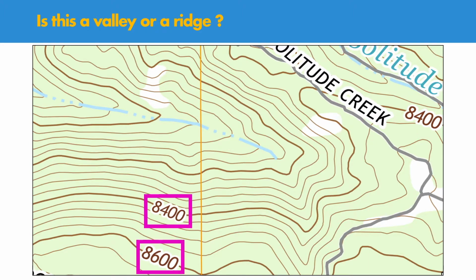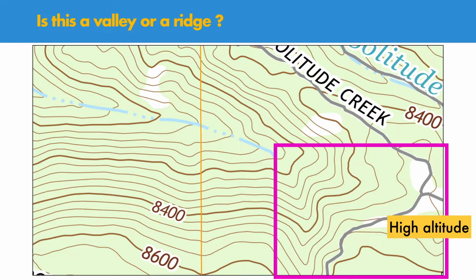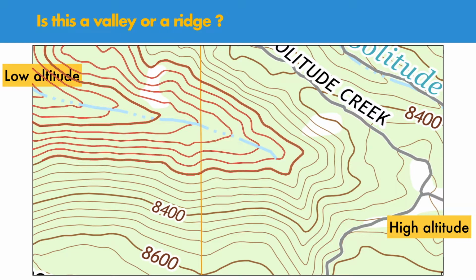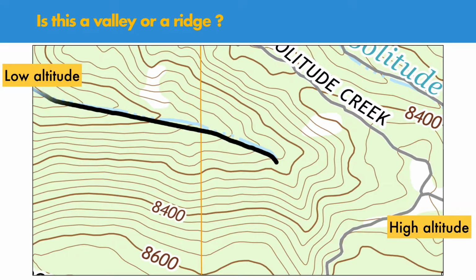From these two elevation values, I know that the high altitude place is this and the low altitude place is this. So, because these little u's point toward the low altitude, this is a ridge line. And because these little v's point toward the high altitude, this is a valley that goes down following this path.